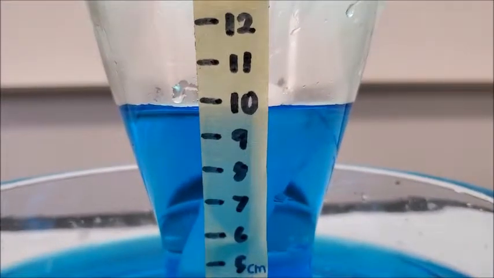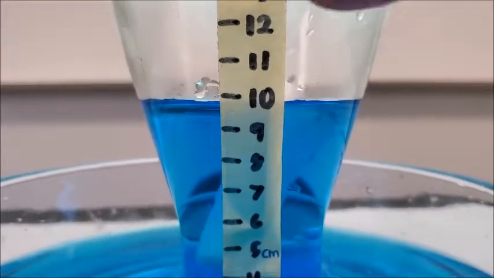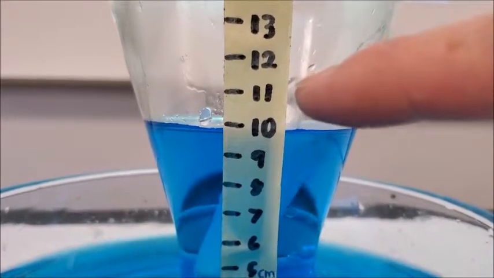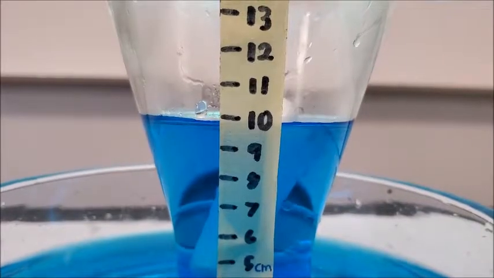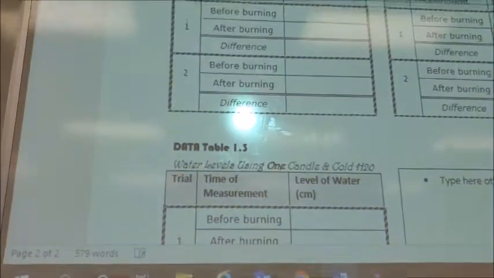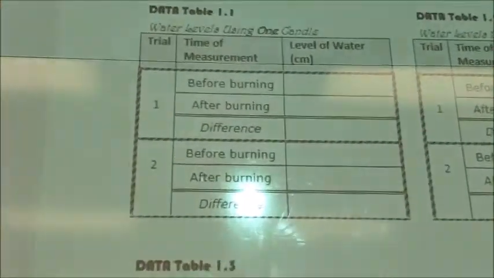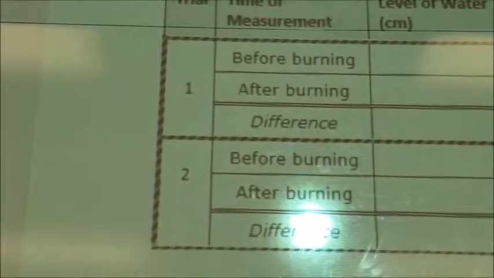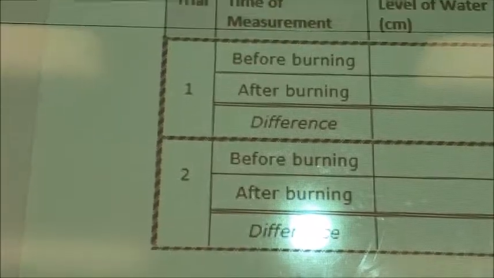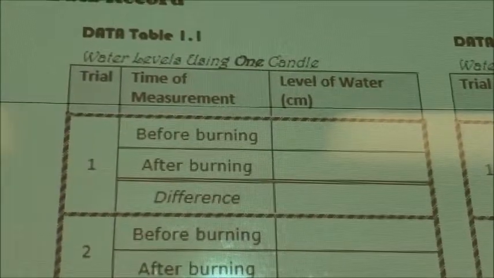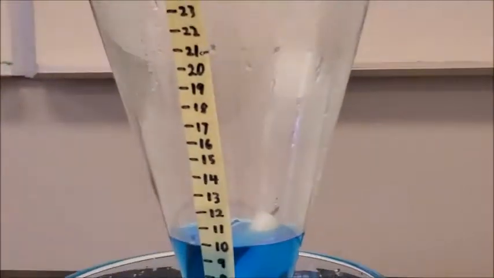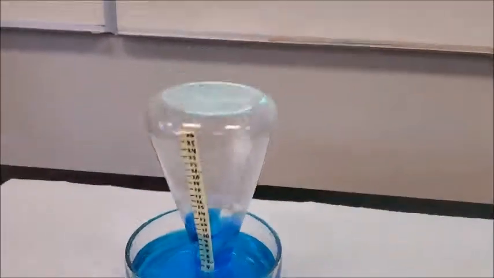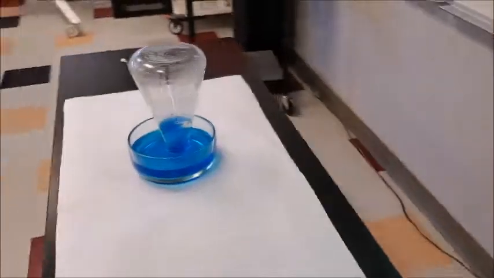We will estimate in between, so I'll let you kind of figure out. You got 9 centimeter, 10 centimeter, 11 centimeter, and 12. So go ahead and figure out what that number is and go ahead and record that. That is your after burning for trial 1, for trial 1 on data table 1.1. That's our phenomenon. So something happened. We're going to think about that.